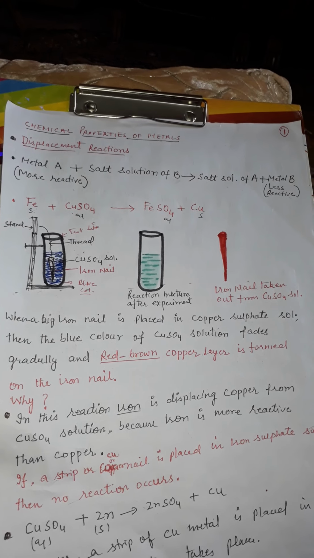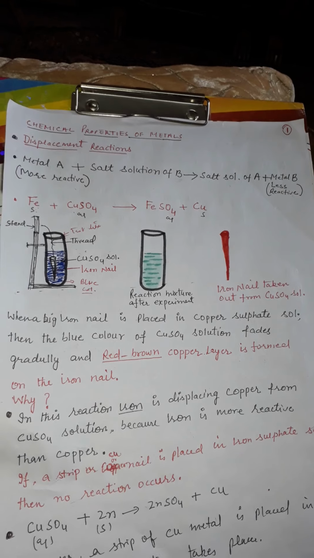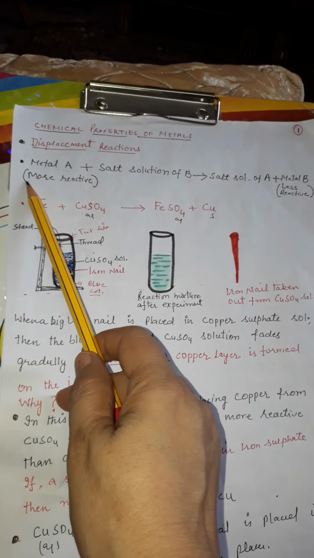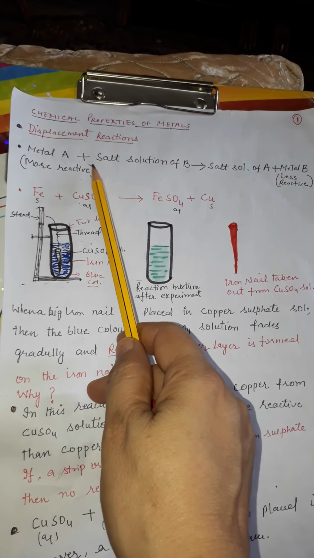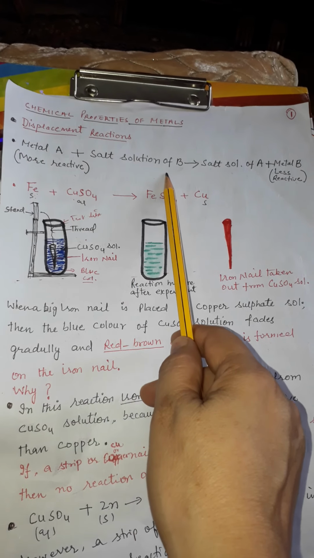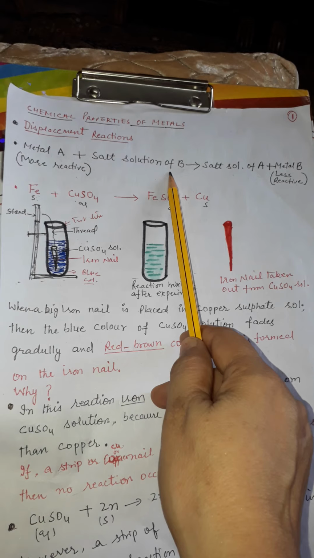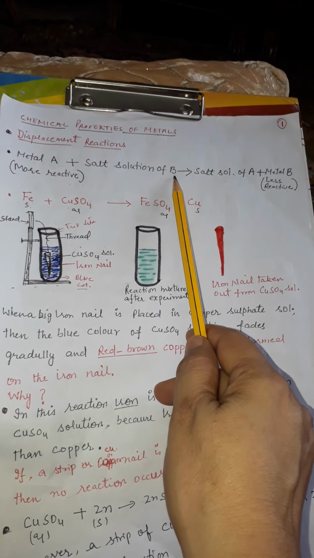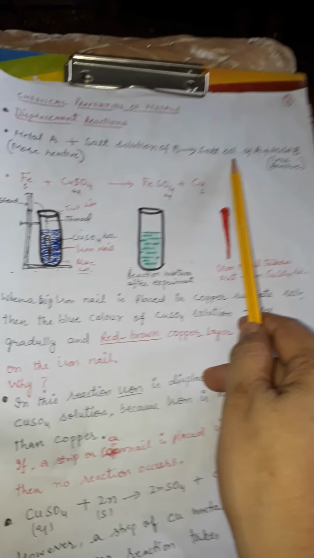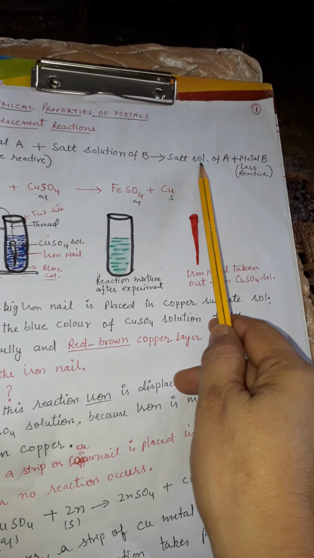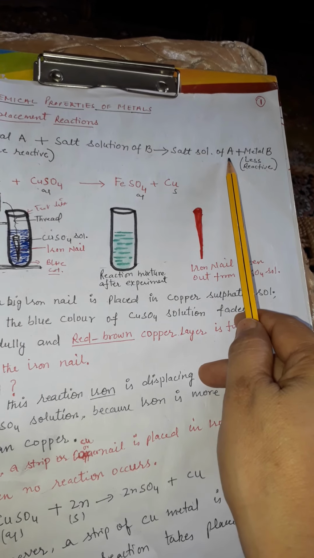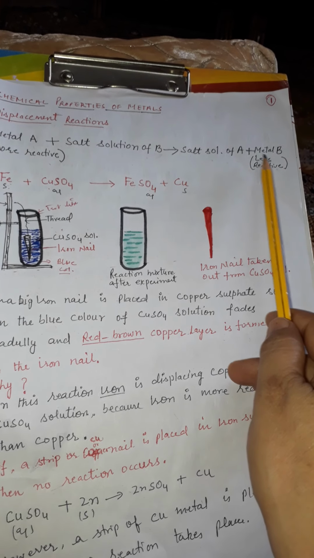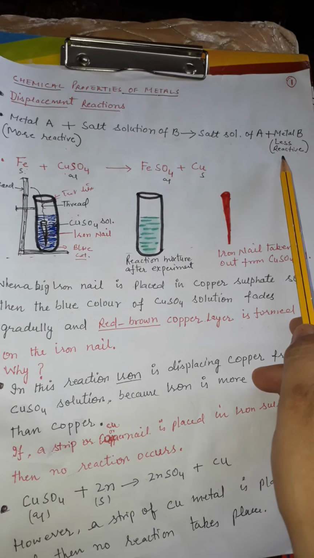In displacement reaction, we will take metal A, which is more reactive, and combines with the salt solution of metal B. Here metal B is least reactive, and gives salt solution of metal A plus metal B. So metal B is less reactive.